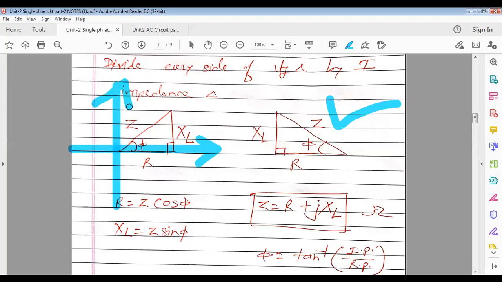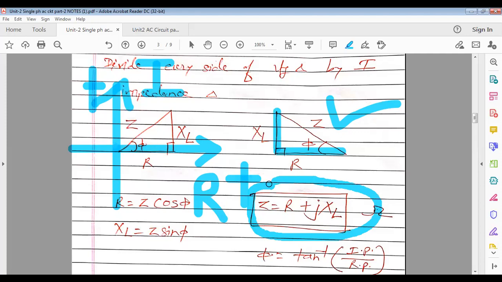This is the real axis, this one is the imaginary axis. Positive real and positive imaginary are positive, the others are negative. Compare: R will come along which axis? Positive real axis. And XL will come along which axis? Positive imaginary axis. That's why I can write Z as R plus jXL, and the unit is ohm. Impedance Z is equal to R plus jXL.